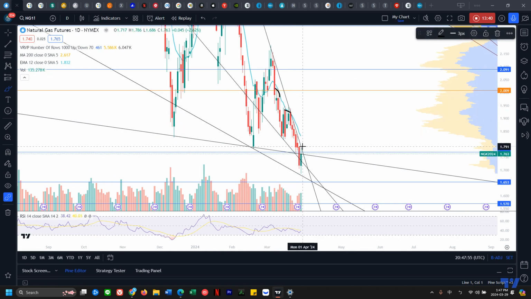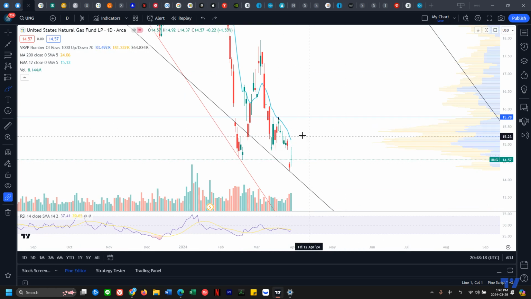So if we do bounce out of this falling wedge, the thing we want to break is this 1.83. We'll come down a little bit more on Monday. So if we break out of this falling wedge, next resistance is going to be right there. For us to break that, then there's probably a good chance we come up to the 1.9s. But as of now, quite a bit of resistance.